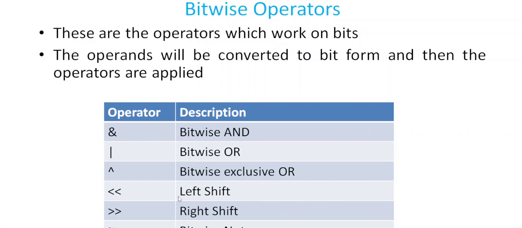Left shift operator, you move the bits left. Right shift operator, you move the bits right. So bitwise not, that means not of 1 is 0, not of 0 is 1.